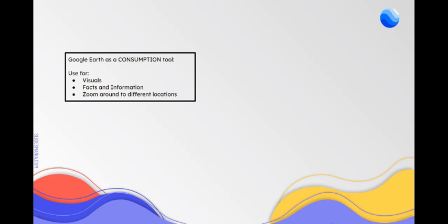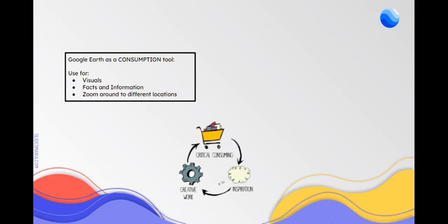So in the past, Google Earth has probably mainly been used as a consumption tool. It is great for visuals. It's great for facts and information. It's fun to zoom around to different locations. But how can we move from this consuming idea into more of an active, creative idea?